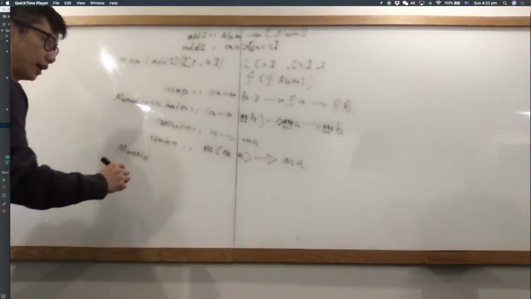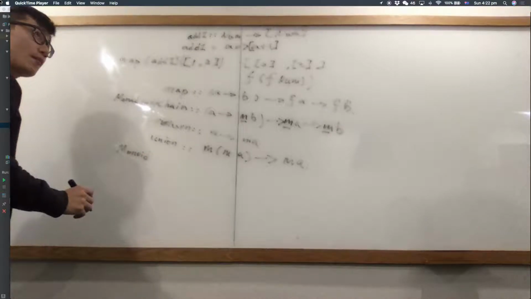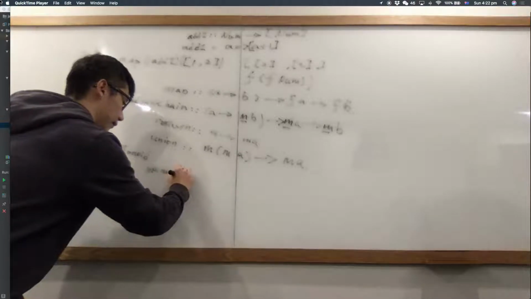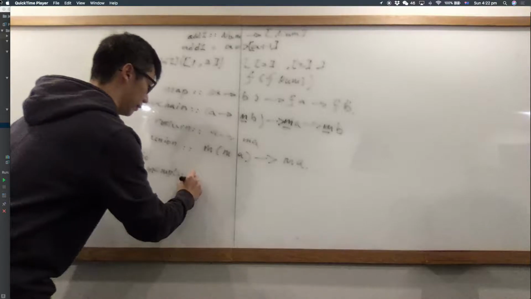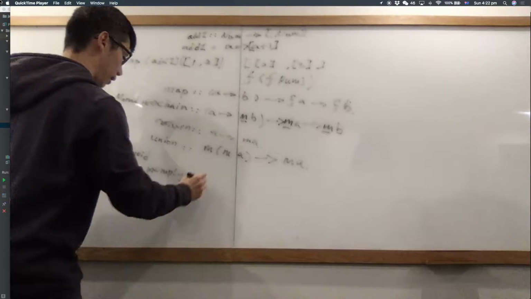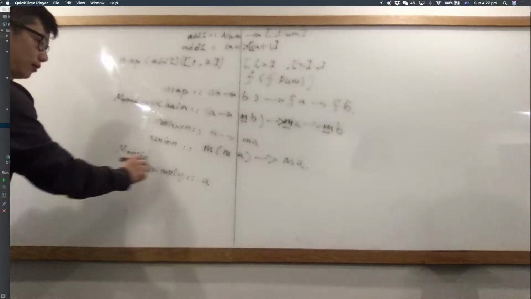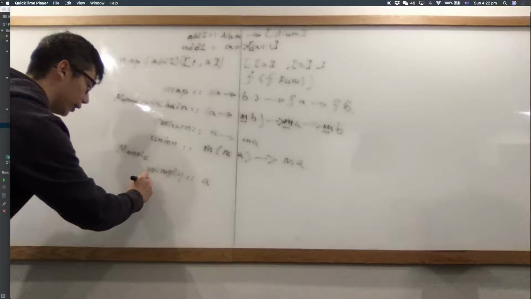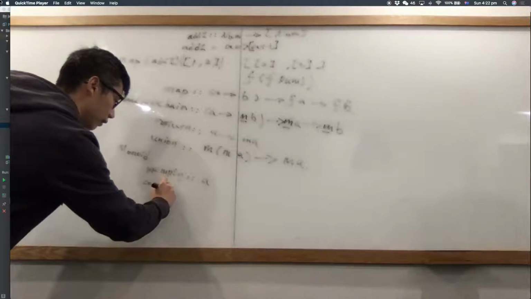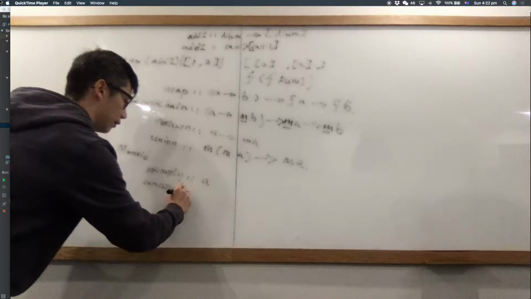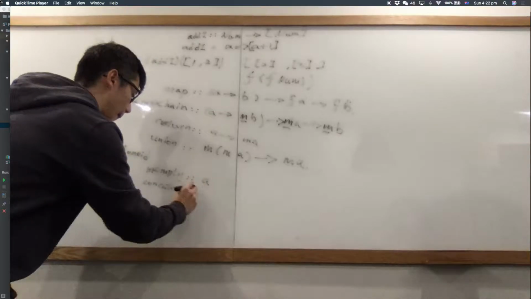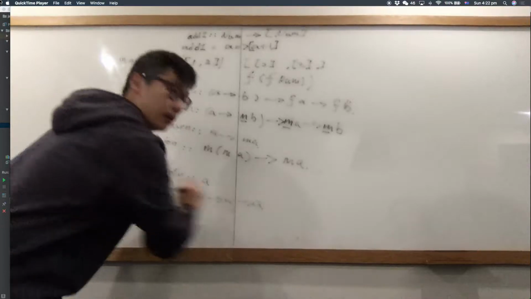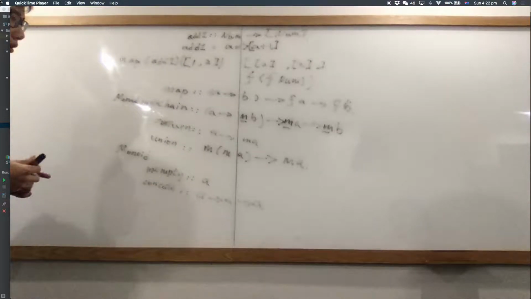We have an M empty, right? So it's just an empty value, right? It's a unit, and then you have a binary operation, which is A, right? Okay.